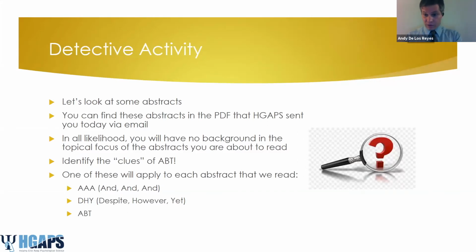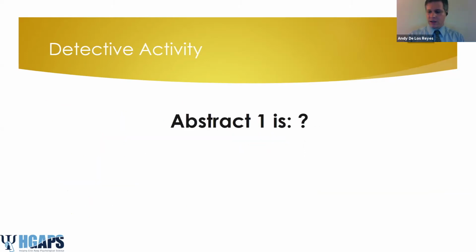They're either going to do the Goldilocks thing, they're going to be ABT, they're going to give you nothing but facts, or they're going to give you a really confusing, too complex, too convoluted a story. So I'm going to give you about a minute to read the first abstract, and then afterwards I want to get a sense from one of you about which one you think that is.